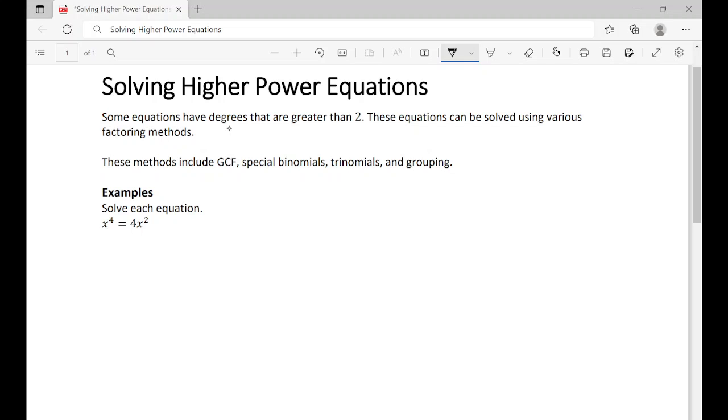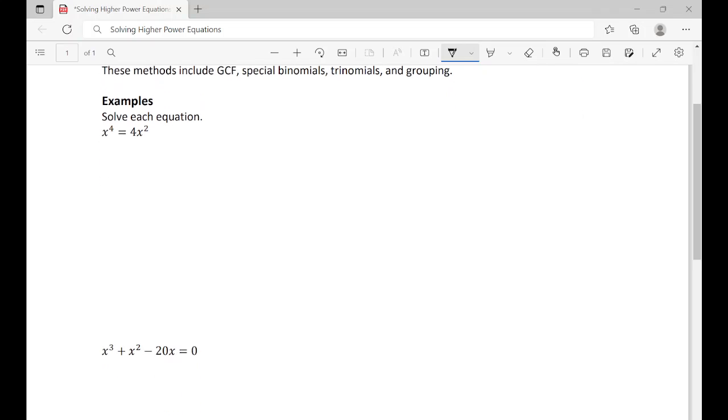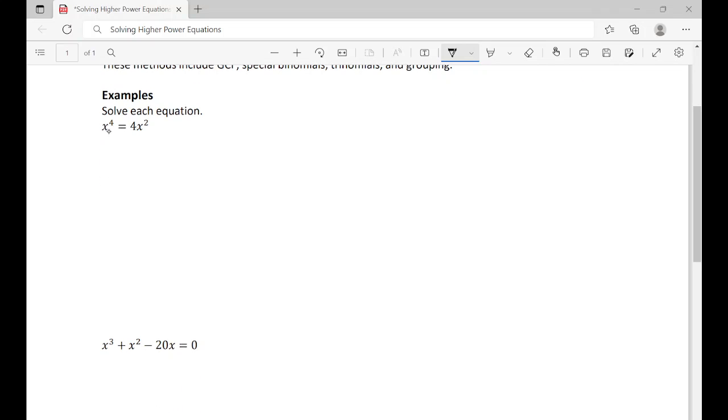Some equations have degrees that are greater than 2, meaning they're more than just a quadratic. These equations can be solved using various factoring methods. These methods include but are not limited to greatest common factor, special binomials, difference of squares, difference of cubes, sum of cubes, trinomials, and factor by grouping. So let's solve each equation.